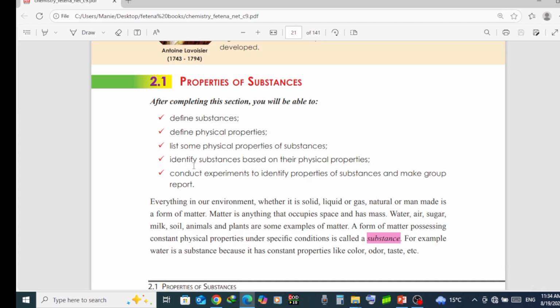So these are the objectives. These are the specific objectives which are expected after completing the title or the content called properties of substance.